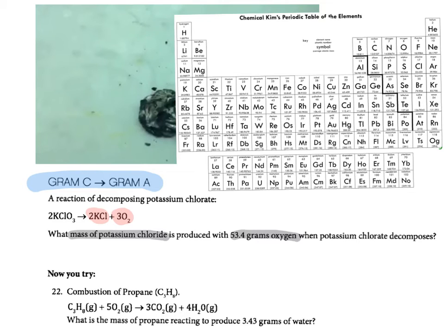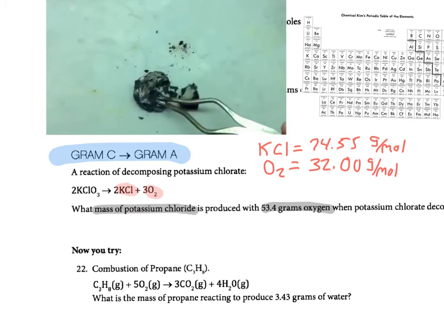I'm going to save myself some time and calculate some molar masses. I need potassium, chlorine, and oxygen. That way we'll be ready to plug those into the calculation. Okay, so I have my molar masses, the molar mass of KCl and of O2, and those are the two I'm going to need for this calculation. Seeing that I'm starting off with a given quantity of 53.4 grams of oxygen, I'm going to start there.